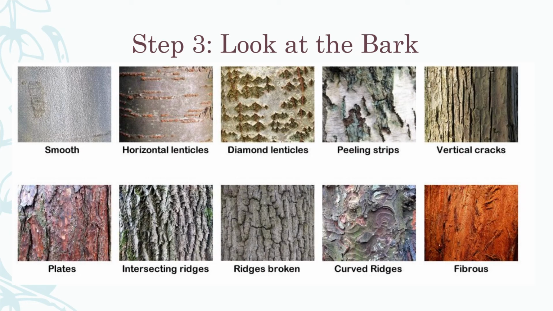Then we have step 3, looking at the bark. Not all trees have the same looking, boring brown bark. If you actually pay attention to the different tree species, you'll start to notice different nuances between each kind of tree. You might notice that a tree has smooth bark, like a beech tree, or horizontal lenticels, like a birch tree, or broken ridges like an oak tree.